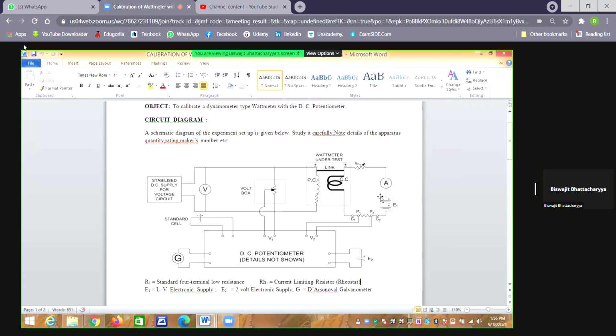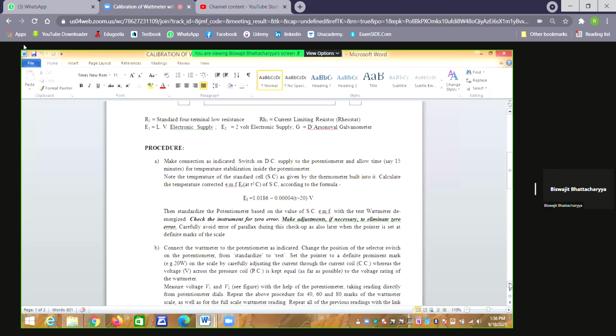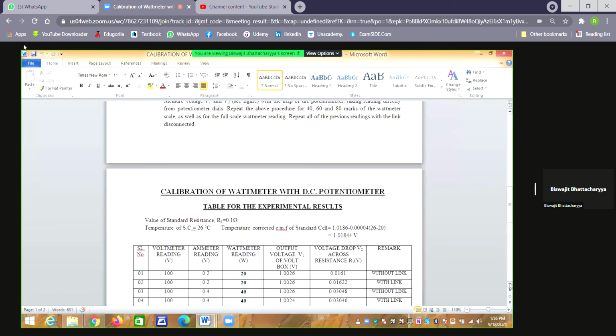And finally there will be two sets of error for every reading. One error will be for with link, another error will be for without link. Okay, and there will be a graph with the instrument reading 0, 20, 40, 60, 80, 100 on the x-axis, and on the y-axis the percentage error. So let's see then what will be the experimental sheet, all such things. So that is the process actually that I told you.